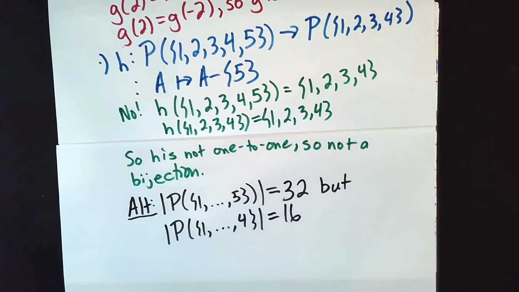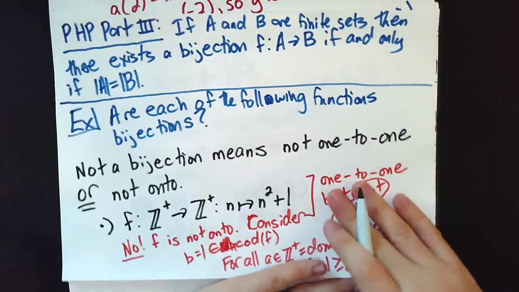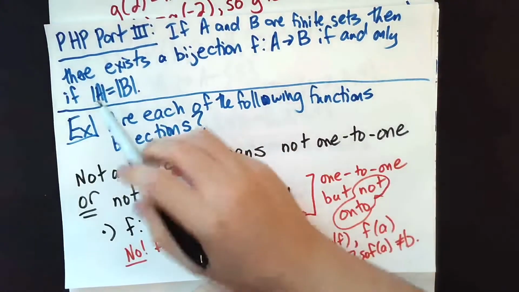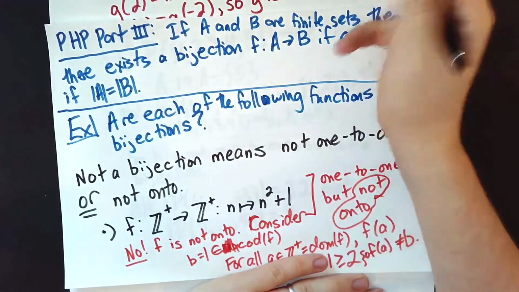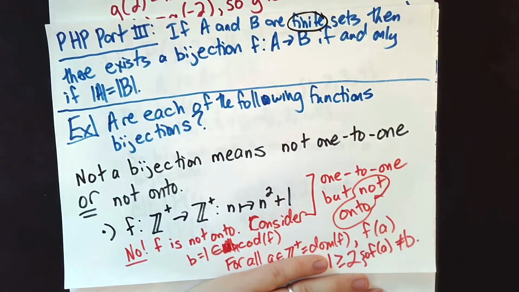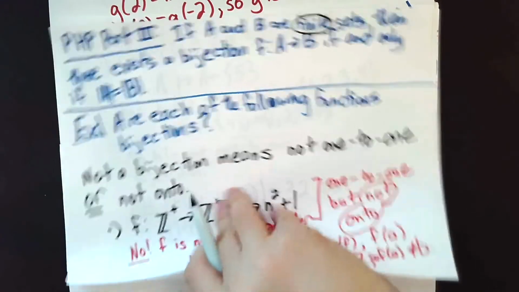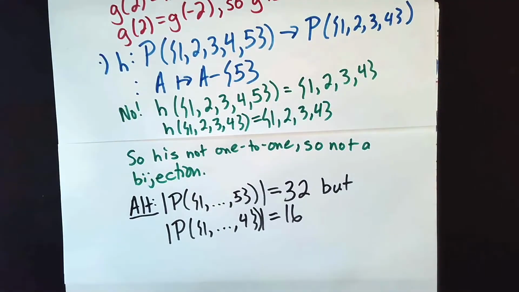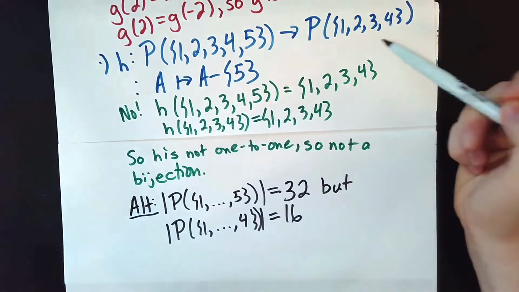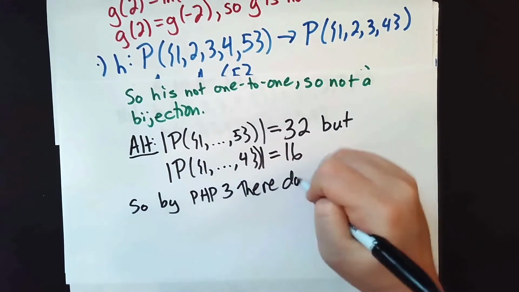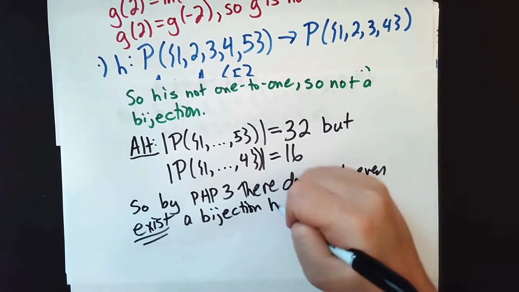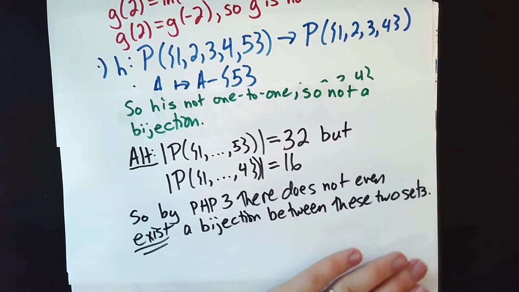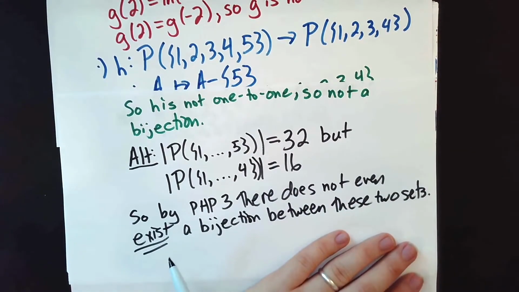But remember what our third part of the pigeonhole principle said. It said that there exists a bijection between two sets if and only if those two sets have the same cardinality, again, as long as those sets are finite. So in fact, by the pigeonhole principle part 3, not only is this not a bijection, there doesn't even exist a bijection from this power set to this power set. And so if there doesn't exist a bijection between these two sets, certainly this proposed function is not a bijection between these two sets.